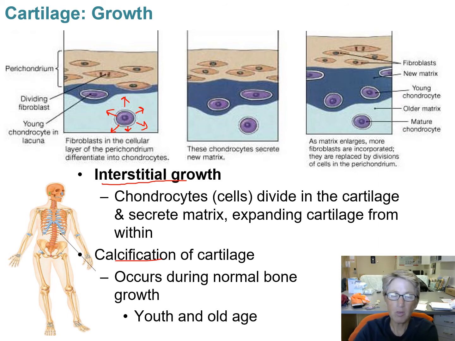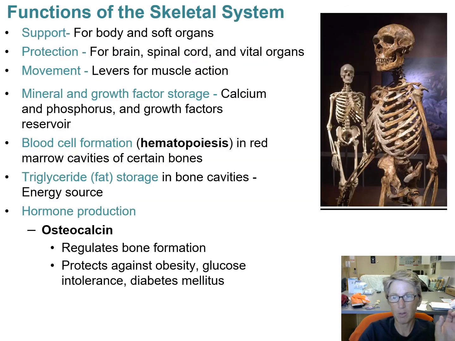And the calcification of cartilage occurs during your normal bone growth. So you start growing your bone when you're an embryo, and you grow your bone throughout your youth, and then you can't grow bones lengthwise once you get older. Once your bones have stopped growing, they'll stop growing in length, but you can still grow your bone in width. So for example, if you started powerlifting, within 6 months your bones would be thicker.